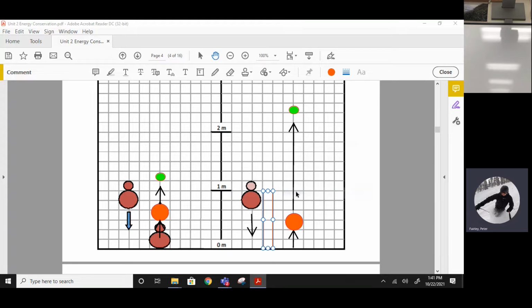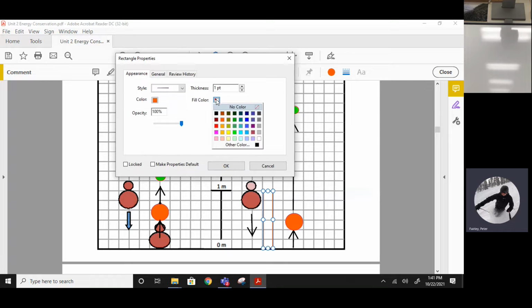Oops, I changed the line. I want to change the fill, forgot. Got to change the fill color to orange. There we go.